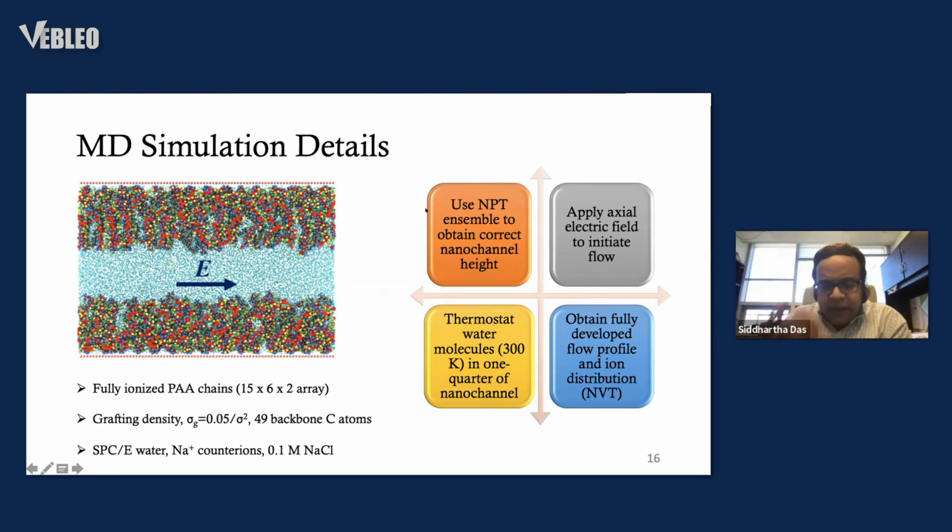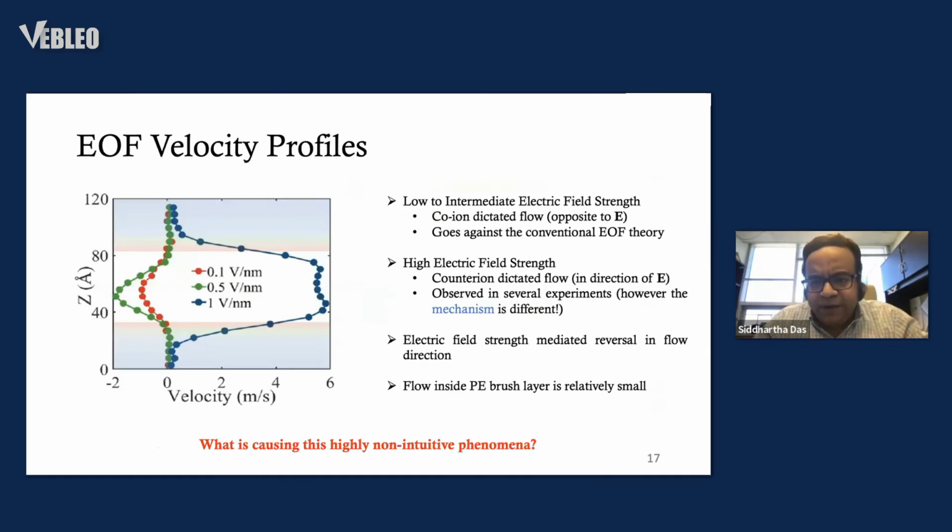We now employ this all-atom molecular dynamics strategy to study the electroosmotic flow in charged polyelectrolyte brush grafted nanochannels. Very similar setup as done previously, with sodium ions as my screening counter ions and added sodium chloride salt. I'm not going into the details of the simulations.